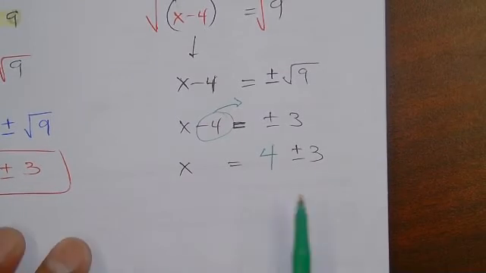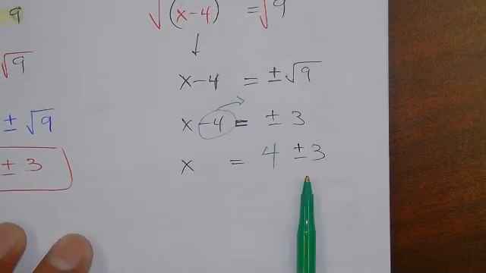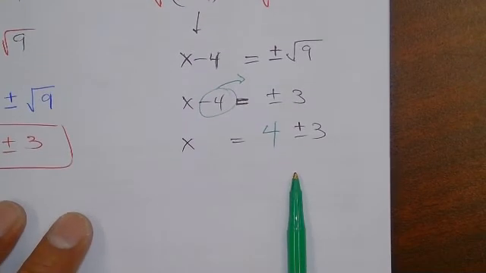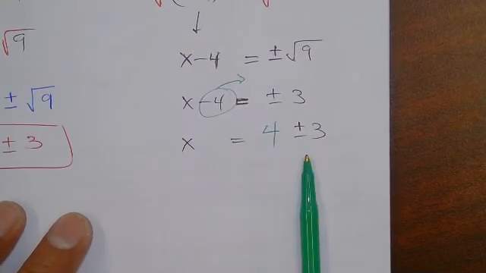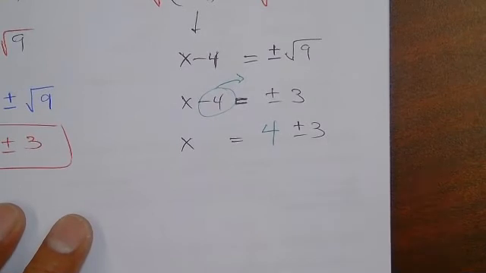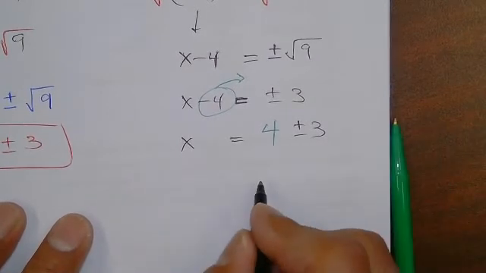Okay? Now here, there are 2 answers. You better not leave it like this. You can give me 2 answers here. Can somebody interpret this and tell me how you see the 2 answers here?